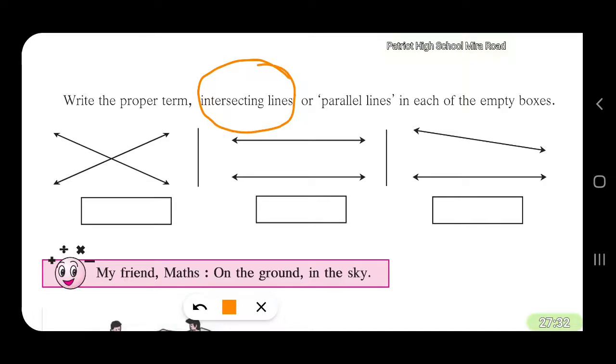Intersecting, you can write intersecting over here, parallel over here, intersecting over here. These are intersecting in this point. These two lines are not intersecting, so they are parallel. These two lines, they may intersect if produced further, so they are intersecting lines.